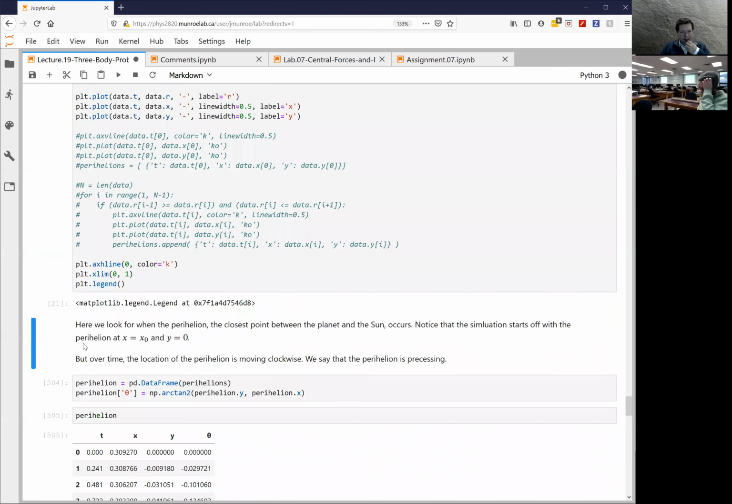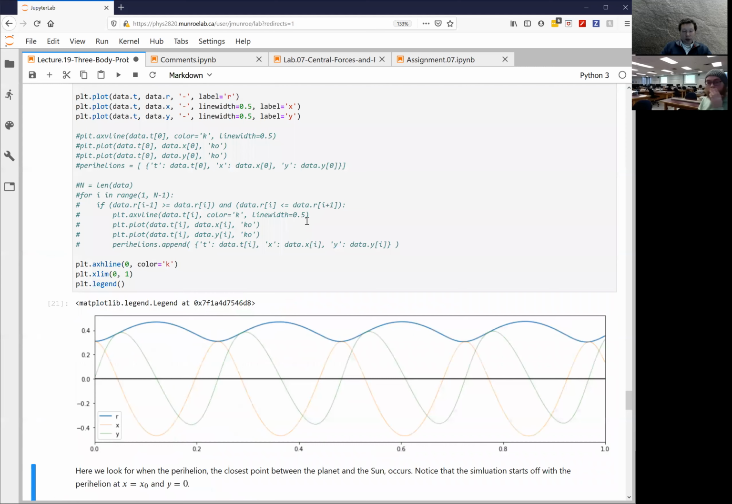Yeah, we'll do it like this. Okay, so here's the idea. We've got three lines. The green line is the y coordinate. The orange line is the x coordinate, and the blue line is the distance from the center. You can see that this is in years, so approximately every 88 days, it comes back to the midpoint. But if we actually figure out where this perihelion is occurring, that is where there's a minimum, something interesting happens.